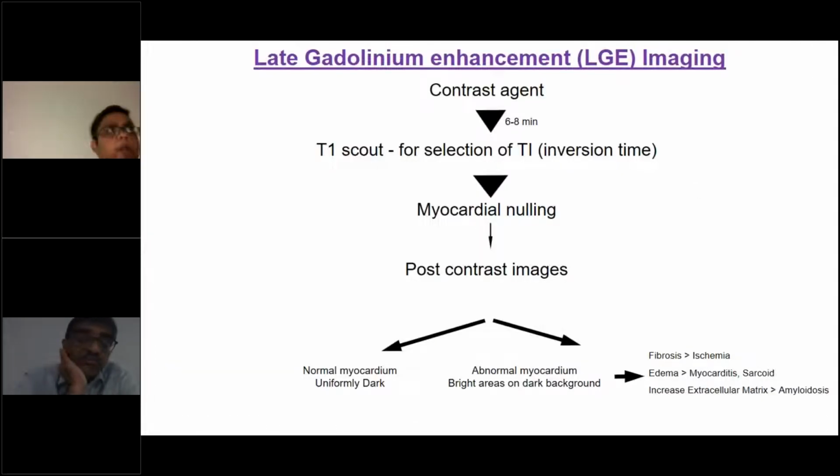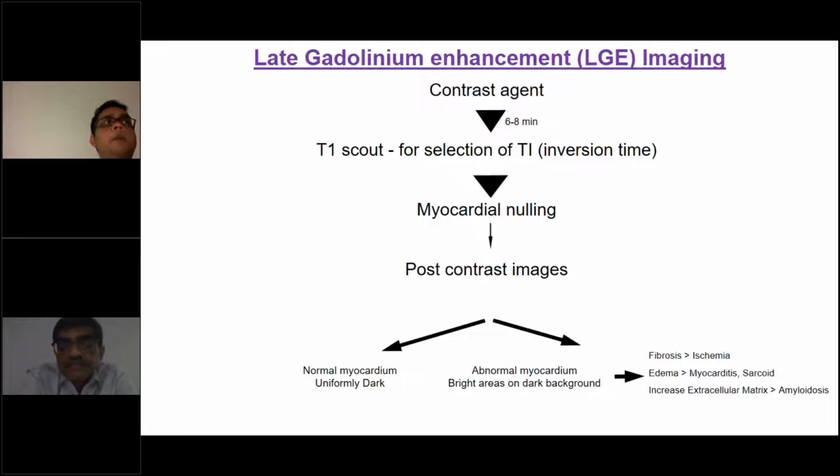Let's see how we acquire this late gadolinium enhancement imaging. After the acquisition of cine images, we inject the gadolinium contrast agent. We wait for 6 to 8 minutes to allow the contrast to reach the myocardium, and then we run a sequence which is known as a T1 scout. This sequence is very important because it helps us in selecting the image with myocardial nulling, and then we acquire the post contrast image.